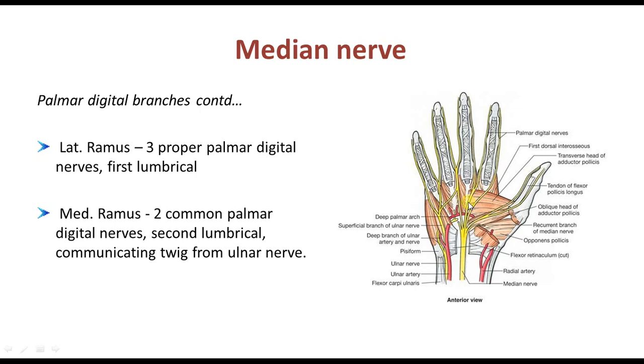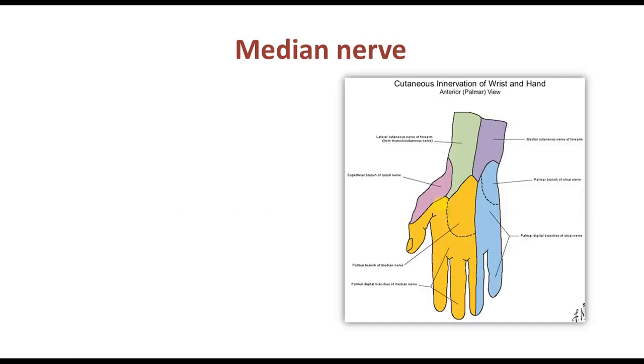So the lateral ramus supplies the thumb, the lateral half of the index finger and the first lumbrical. The medial ramus supplies the adjacent sides of the index, middle and ring finger, and it also gives a branch to the second lumbrical. Apart from that, it also gives a communicating twig to the ulnar nerve.